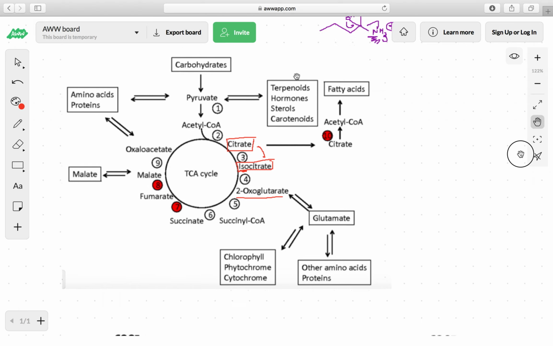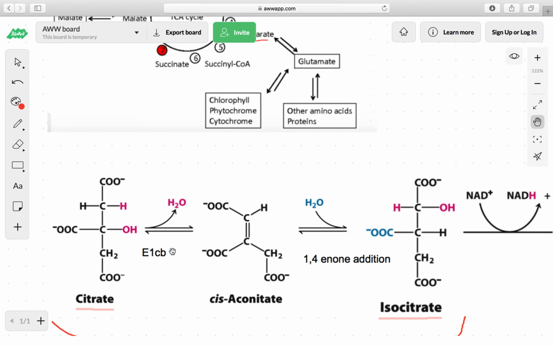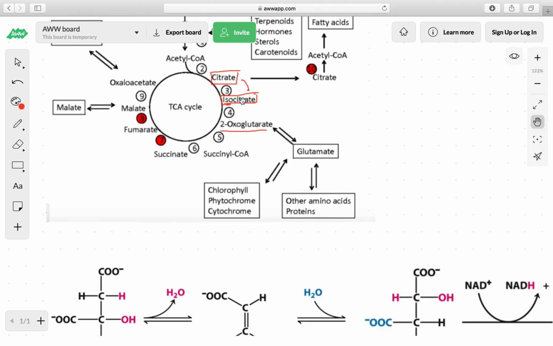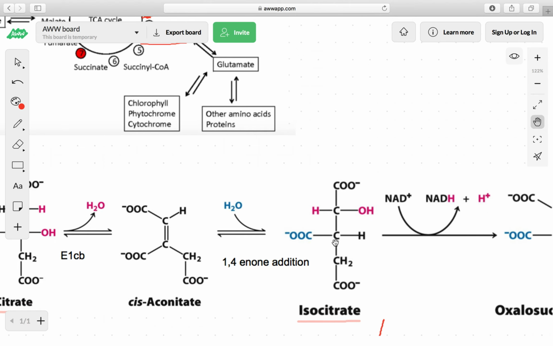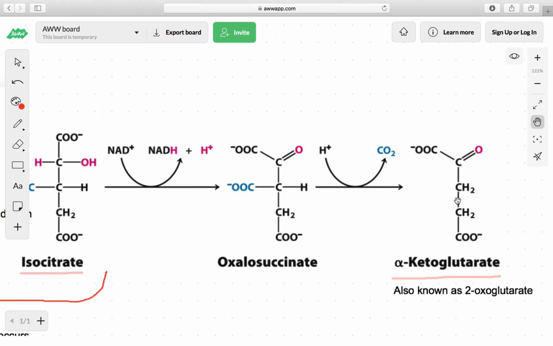So let's look at what they look like structurally in terms of Fischer projections. So over here we have citrate. That's what was over here. And then isocitrate is this third structure. And 2-oxoglutarate is known as alpha-ketoglutarate. So that's this fifth structure over here.